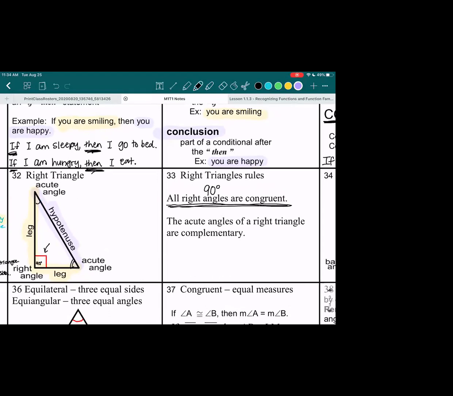And then another point is the acute angles of a right triangle are complementary. So let me label those. Let's call this one A. Let's call this one B. Those are your two acute angles. So the measure of angle A plus the measure of angle B are complementary, so that means they add up to 90 degrees. If you forget what complementary means, it's in these notes. You just have to scroll up a little bit. It tells you that complementary means you add up to 90 degrees.